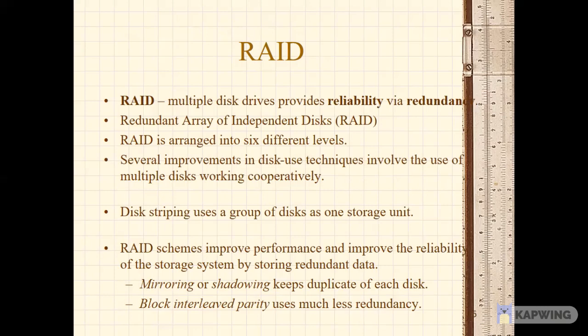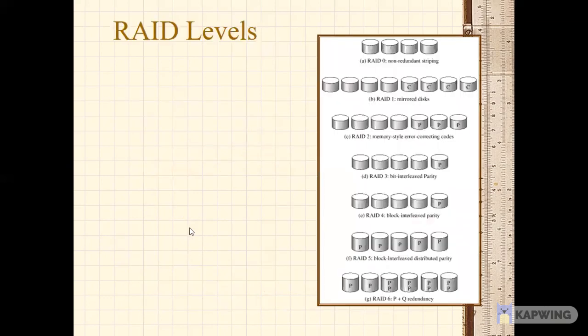So if any disk fails, we can have the backup. So redundant data will be available. So we are creating mirroring or shadowing, which keeps a duplicate of each disk. So if any fault occurs in a disk, we can get the second disk. Block interleaved parity uses much less redundancy. So this is a RAID level.